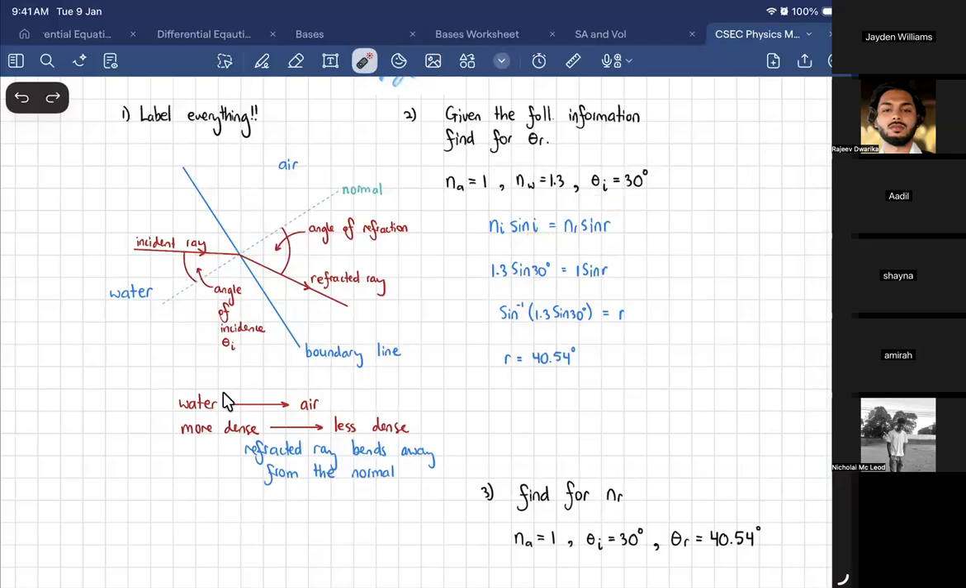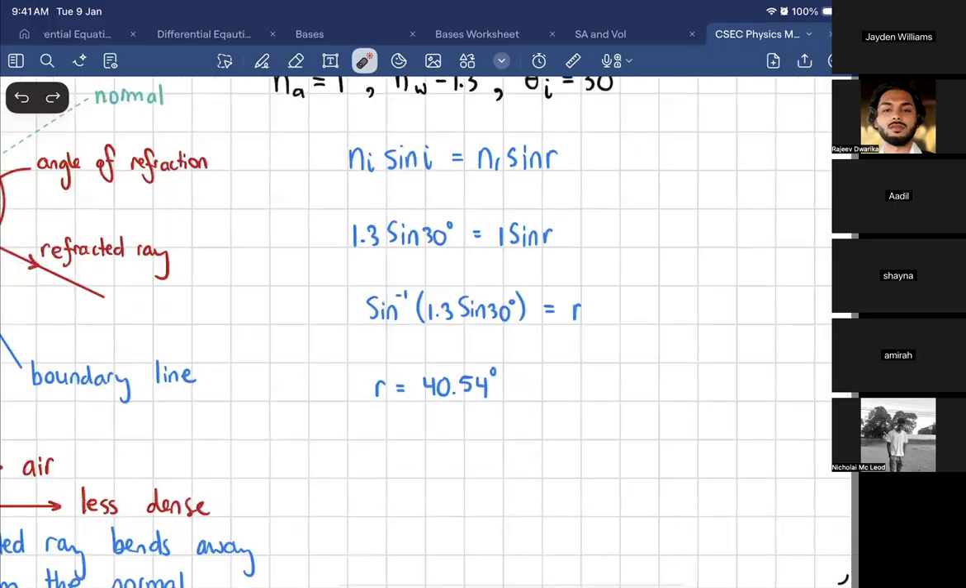Now, we move on to the right-hand side. NR is the refractive index for the refracted ray. So where is the refracted ray, Adil? In the air. Yes, so you'd use the refractive index for air, which is 1. So I'll say 1 sine R. I don't know what the angle of refraction is, so I'll leave that blank for now. So if I want to find R, I would need to find sine inverse of 1.3 sine 30, and that would give me R.